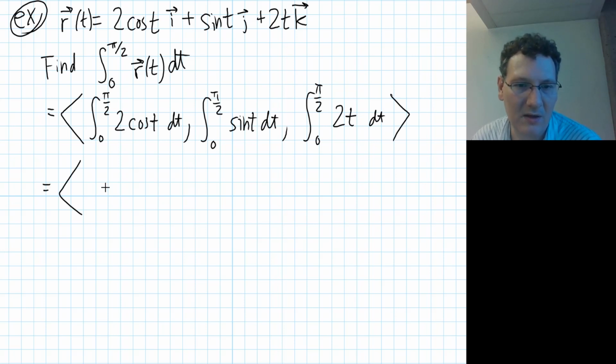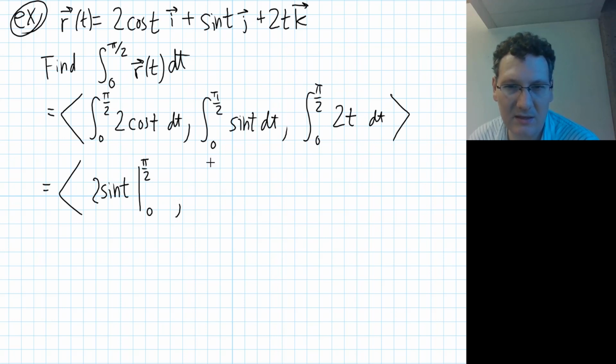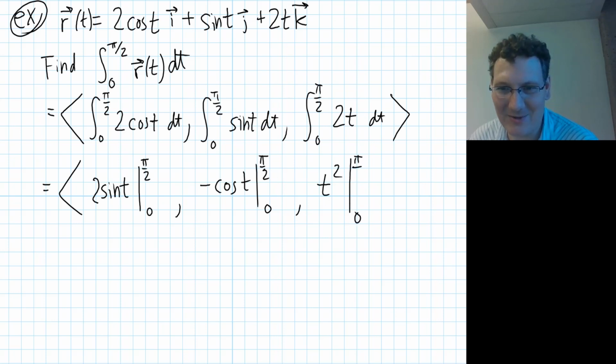Okay, so for the first one, the antiderivative is the sine of t. It's going to be the 2 sine of t, right? And we're going to evaluate it from 0 to pi over 2. For the next one, the antiderivative is negative cosine of t, and evaluating it from 0 to pi over 2. And for the third one, it's going to be t squared. Remember that? 0 to pi over 2. And now I'm going to evaluate these all one by one.